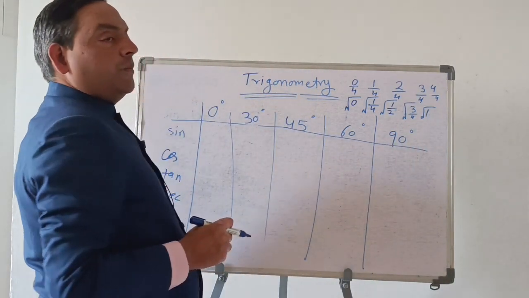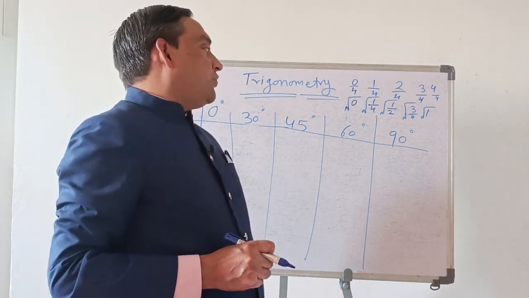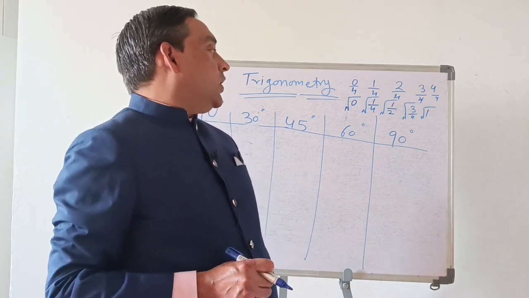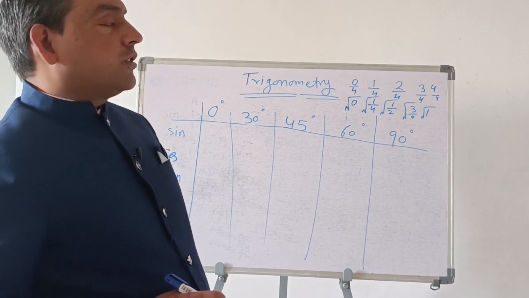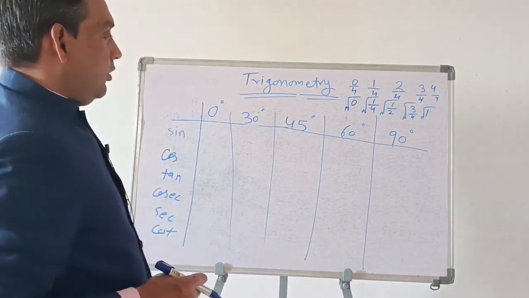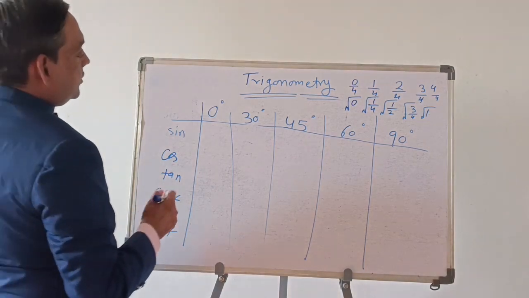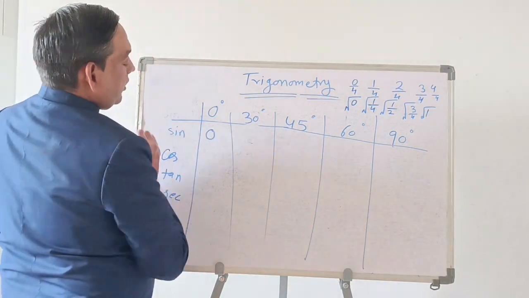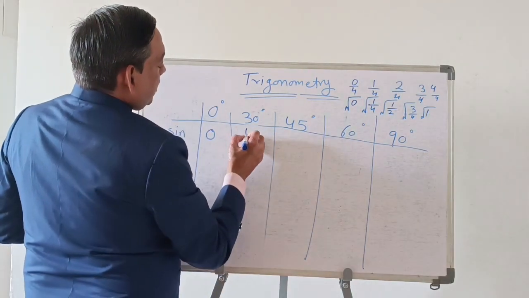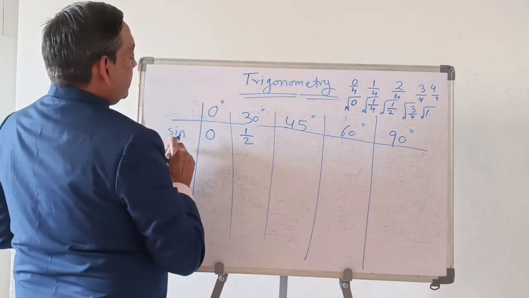What is the first step? Write down the first 5 whole numbers starting from 0, 1, 2, 3, 4, then divide by 4, then simplify, then take the square root of each number. Now what is the square root of 0? 0, that is the value of sine 0. Same way, the square root of 1 upon 4 is 1 upon 2, which is the value of sine 30.